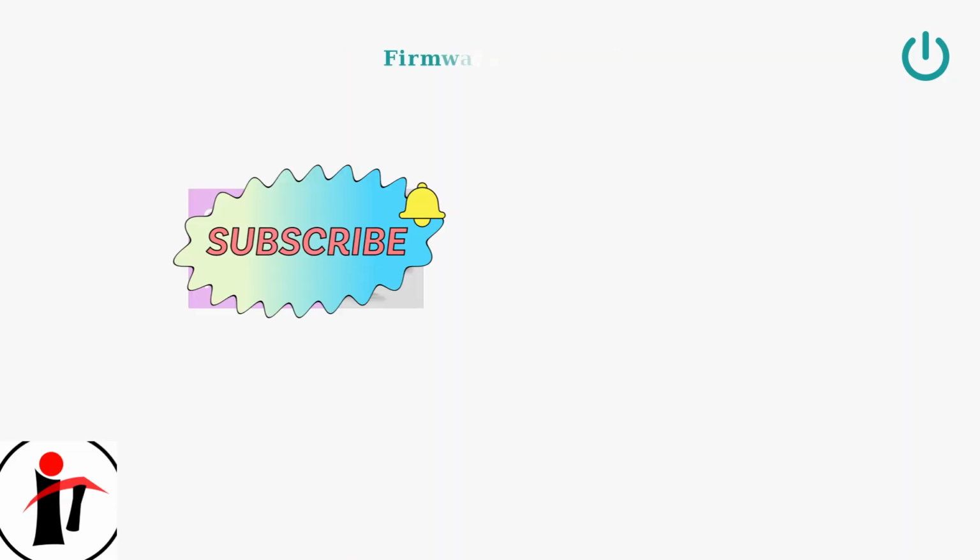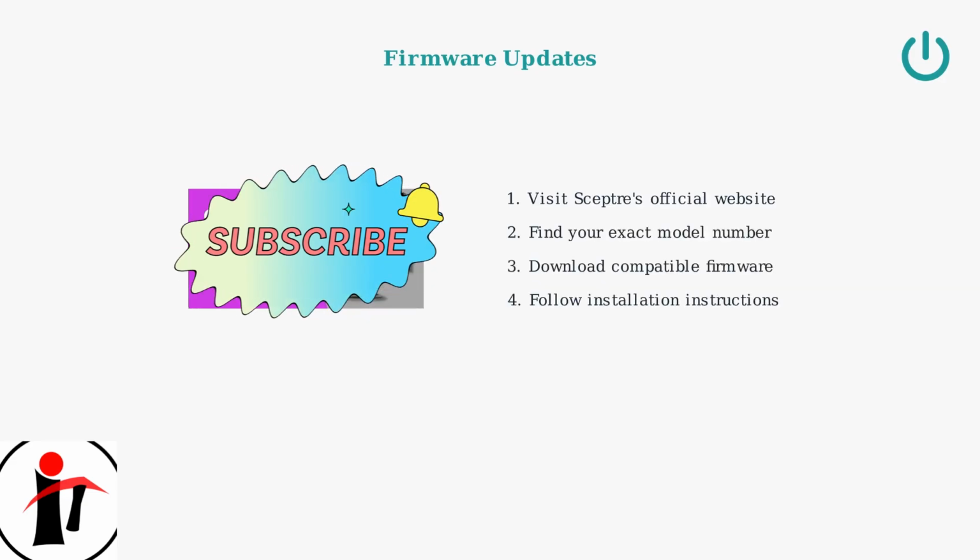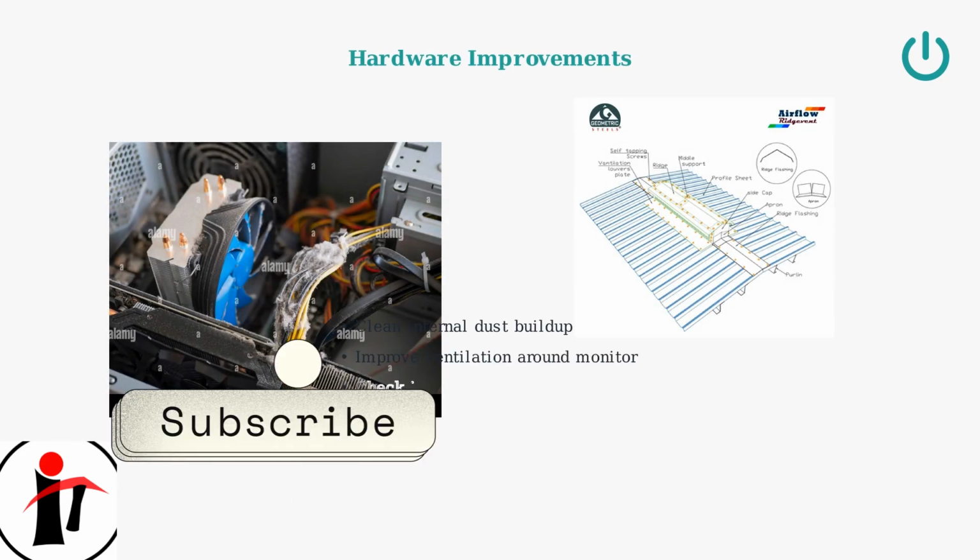The first advanced step is updating your monitor's firmware. Download the latest firmware directly from Sceptre's official website, making absolutely sure it matches your specific model number to avoid compatibility issues. Hardware improvements focus on ventilation and cleanliness.